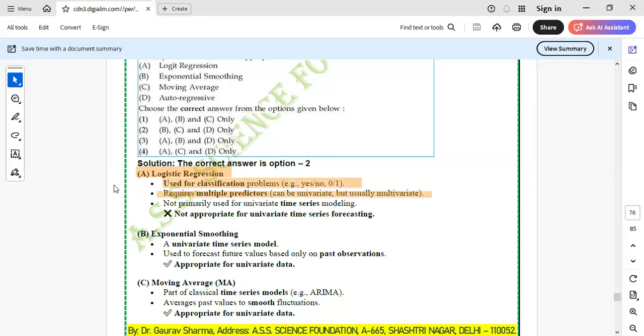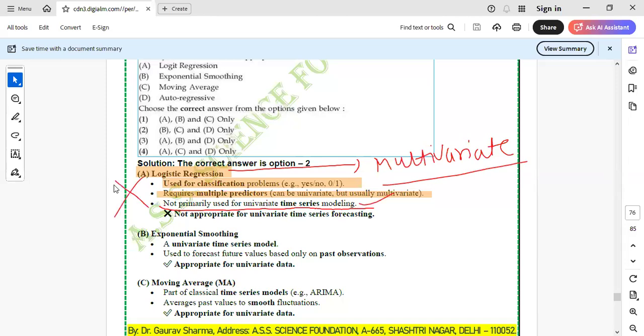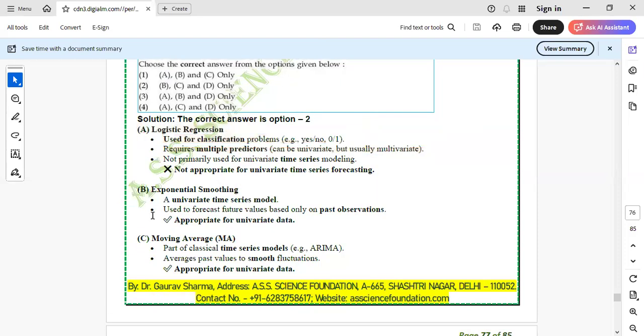That's why it will not be a choice. Logistic regression is for multivariate data, where more than one variable is there. It's not primarily used for univariate time series modeling. So this option is gone. This could not be a choice for univariate, right? Then we have exponential smoothing.